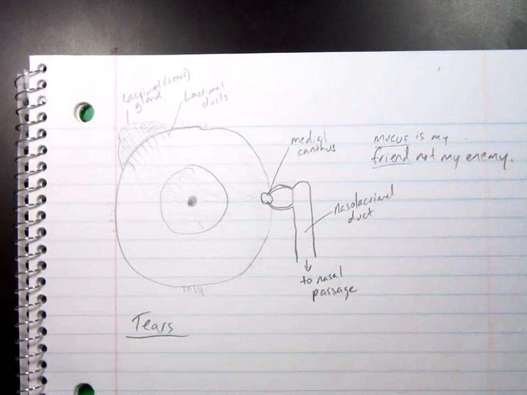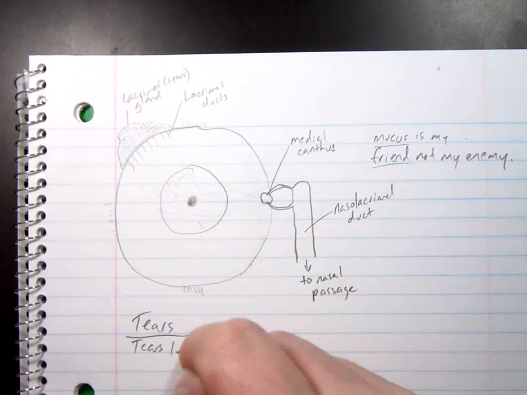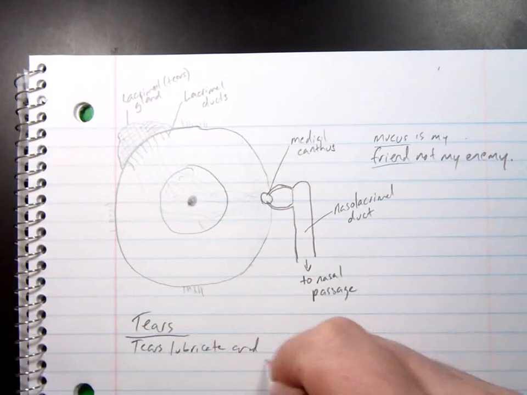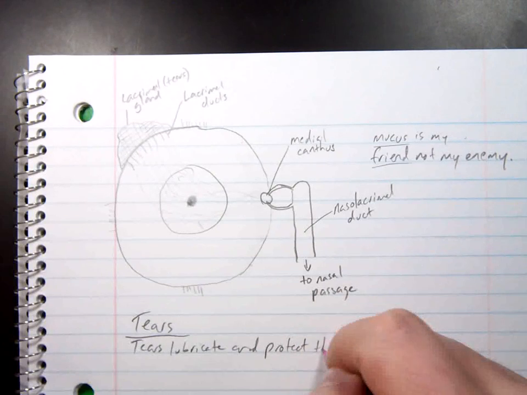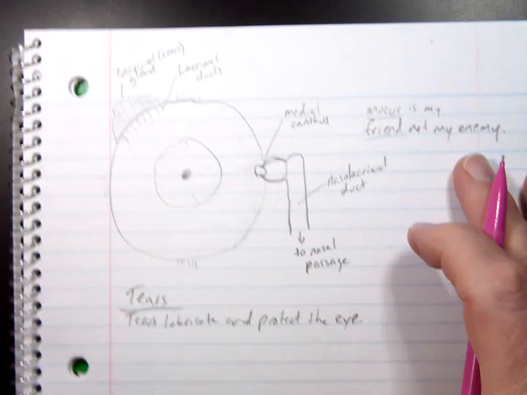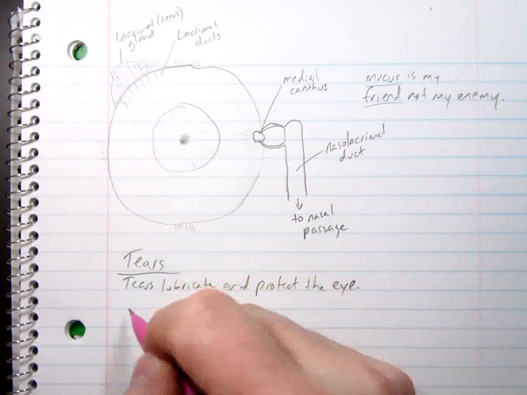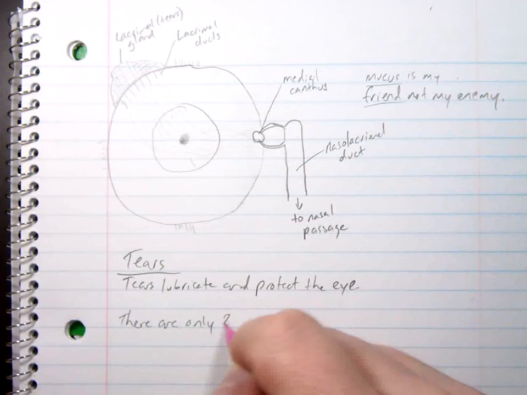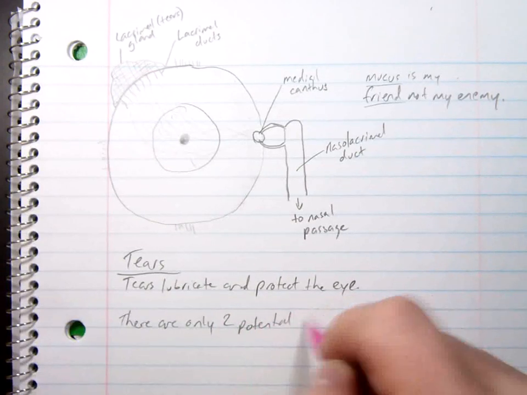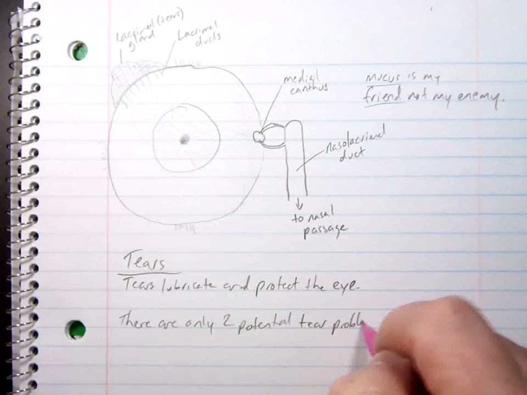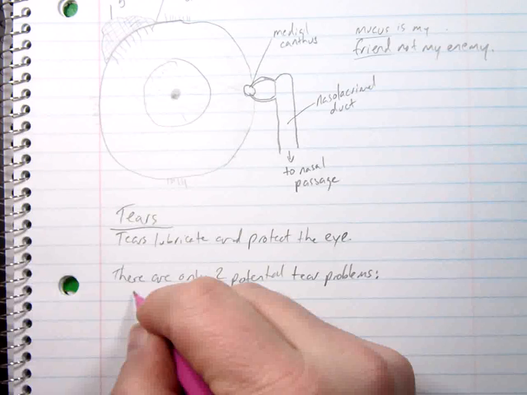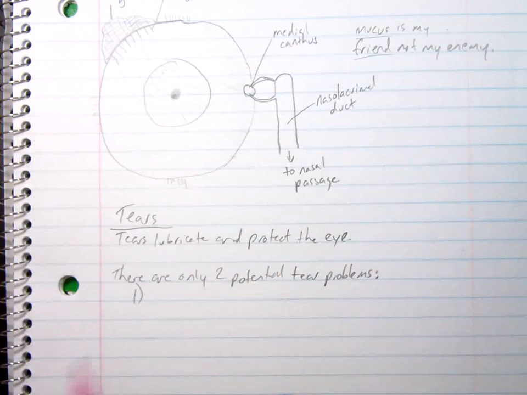Okay, tears. Tears lubricate and protect the eye. There are only two potential tear problems. Like, no, it's more complicated than that. Yeah, sure, it's a lot more complicated, but it really comes down to one of two things with tears.